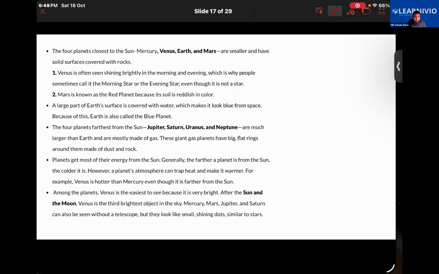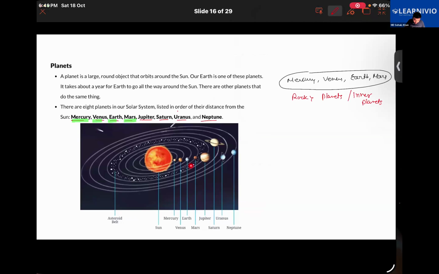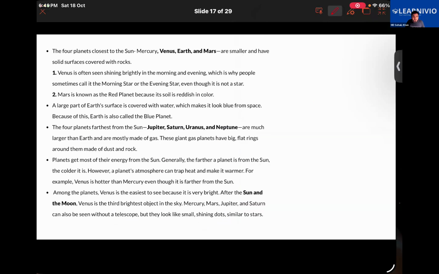While when we talk about the farthest planets from the sun, like you look over here, that is Jupiter, Saturn, Uranus, and Neptune. They are called as outer planets or also called as gaseous planets. Understanding it? So they are much larger and mostly they are made up of gases. Alright, we'll be learning about that also.